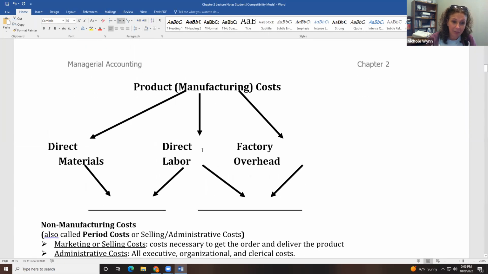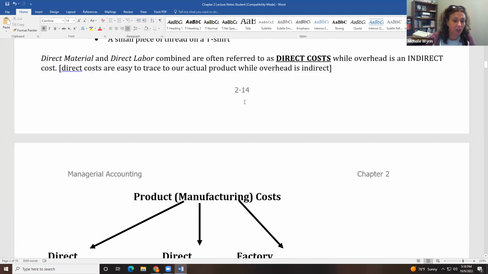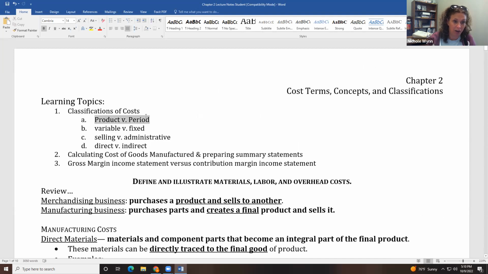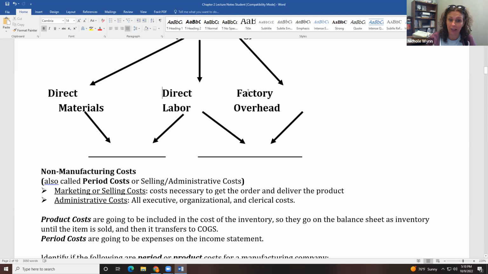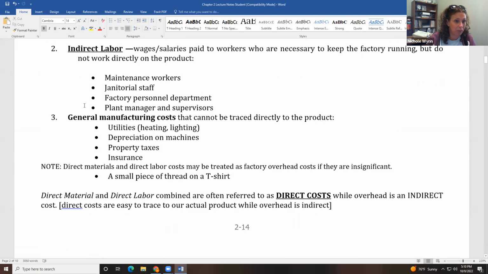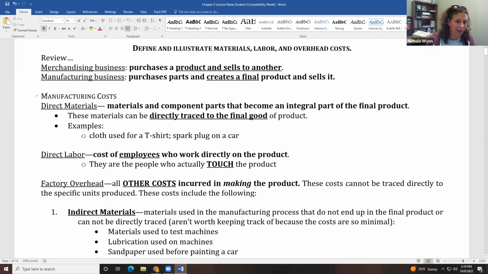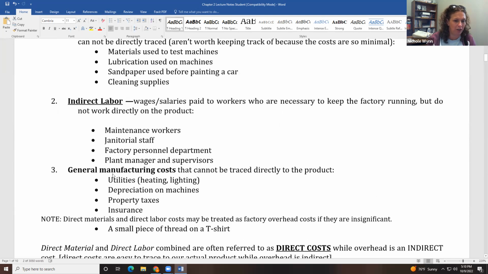Okay, so the next page, we have more definitional things. This chapter makes me a little bit crazy because there's a lot of definitions, but it works out fine. We're going to put numbers to it and it'll make a lot more sense. So our product costs. We have product versus period. So our 3 product costs are direct material, direct labor, and overhead. So these are the product costs, also called manufacturing costs. Those are the 3 product costs.